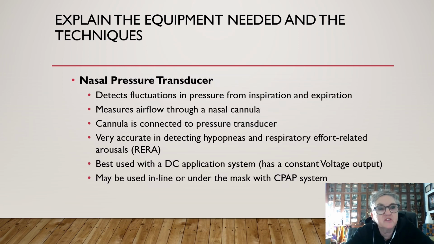Next we have the nasal pressure transducer. It detects fluctuations in pressure from inspiration and expiration. It measures airflow through a nasal cannula. The cannula is connected to a pressure transducer. It's very accurate in detecting hypopneas and respiratory effort-related arousals. Best used with a DC application system, it has a constant voltage output, and may be used inline or under the mask with CPAP.